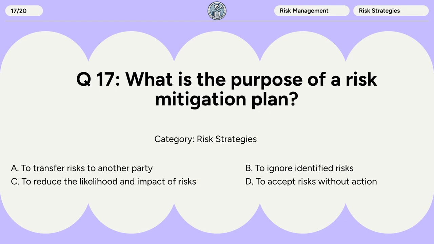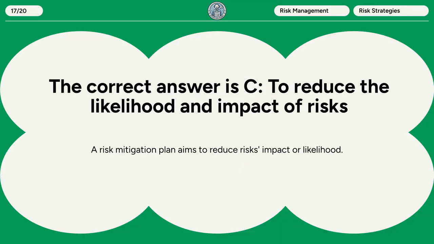Question 17. What is the purpose of a risk mitigation plan? A. To transfer risks to another party. B. To ignore identified risks. C. To reduce the likelihood and impact of risks. D. To accept risks without action. The correct answer is C. To reduce the likelihood and impact of risks. A risk mitigation plan aims to reduce risks' impact or likelihood.